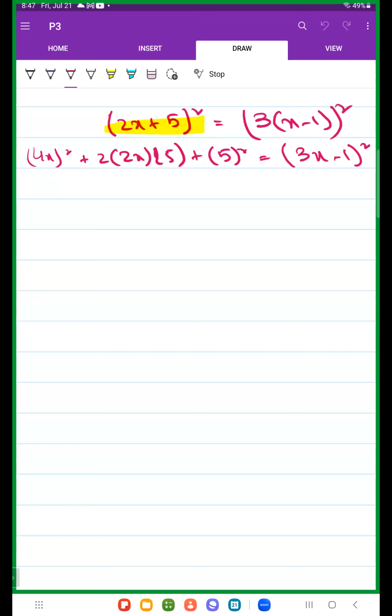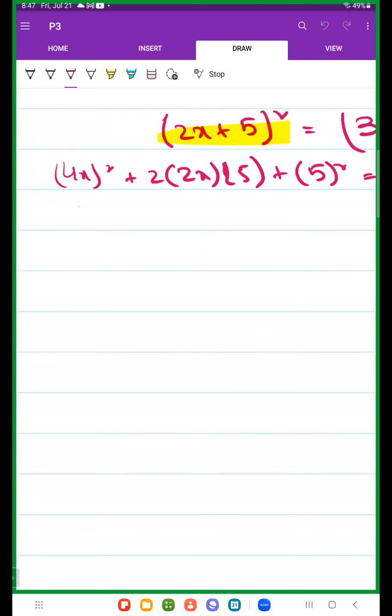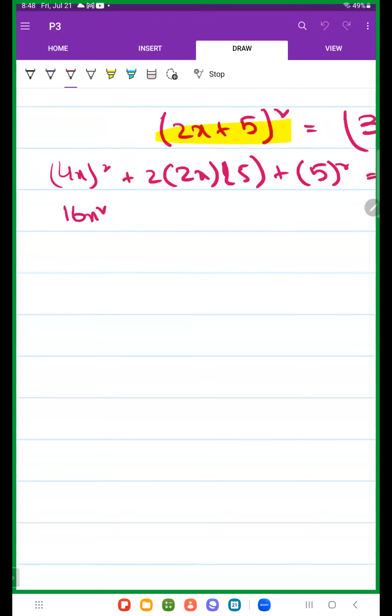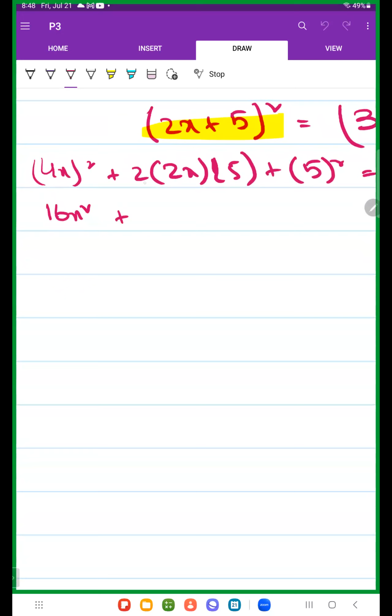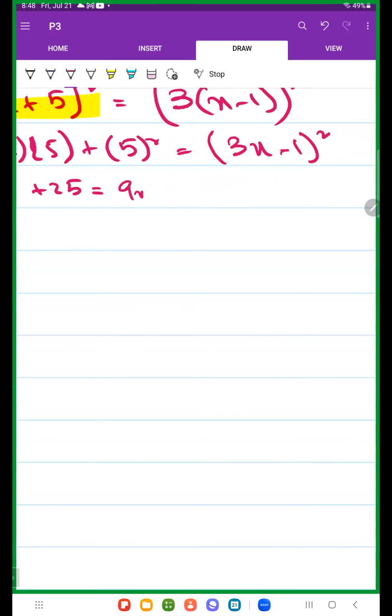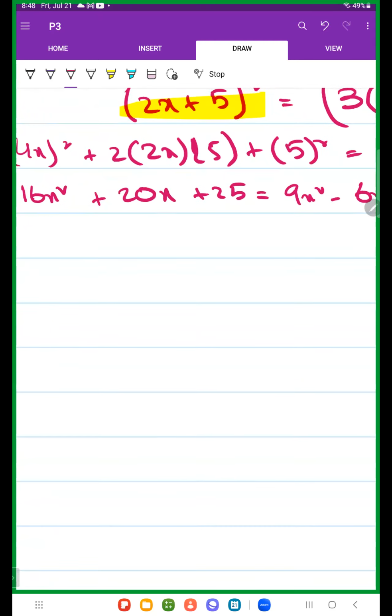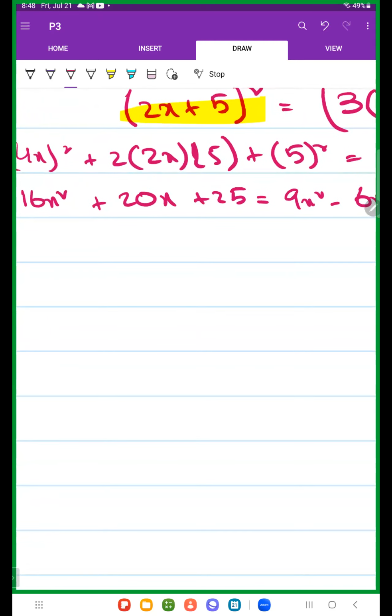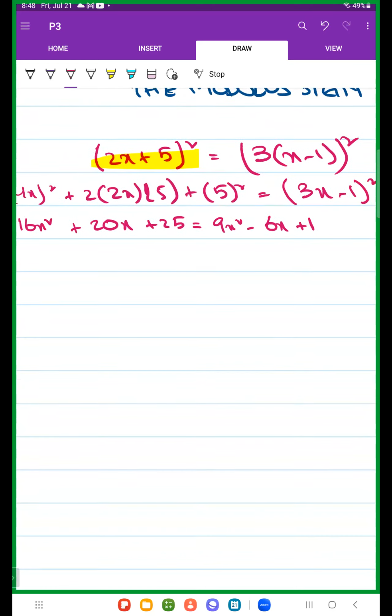Getting a very long answer for x. What are you getting? Minus 19 plus square root of 249 divided by 7. Okay, wait. 16x square plus 4 5s are 20x plus 25 is equal to 9x square minus 2 3s are 6x plus 1. Shouldn't it be 3x minus 3 whole square?